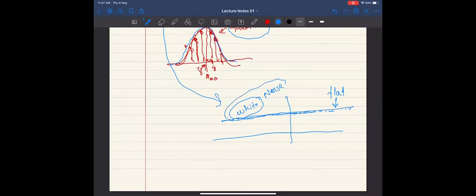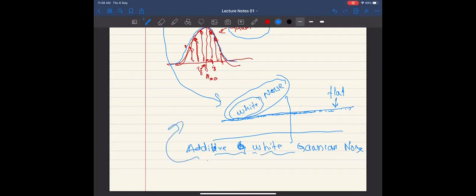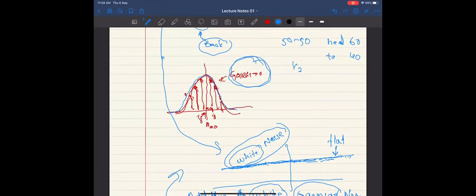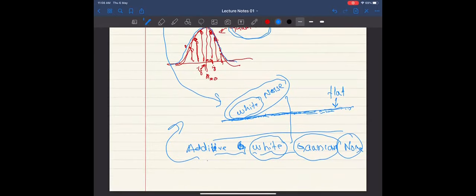Right, so the overall term is additive white Gaussian noise. Behind this term, there is this kind of complicated story. The white is because the noise is flat in the frequency domain, exactly like the white color, where all the colors are represented flat. And then you have the Gaussian, because the noise has the Gaussian shape, and then the third term is the noise. So it is the noise, this just because of the additive white Gaussian noise.